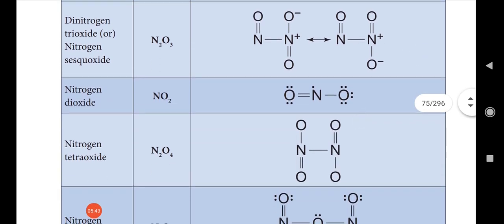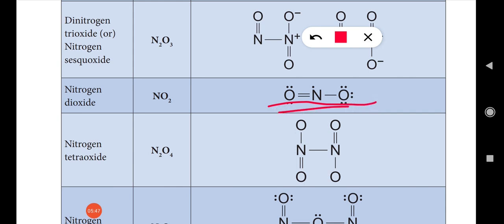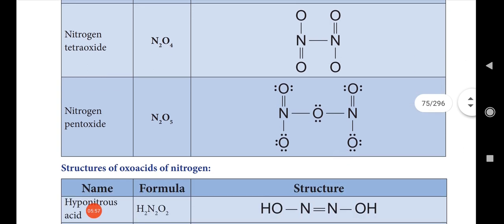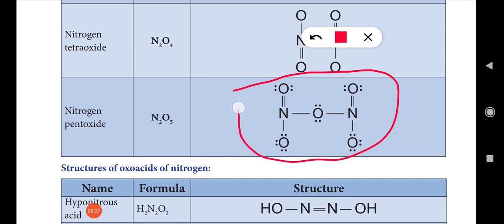And nitrogen dioxide. This is the structure of nitrogen dioxide. And nitrogen tetroxide has a single structure. Then nitrogen pentoxide. This is the structure for nitrogen pentoxide. 1, 2, 3, 4, 5 oxygens, so pentoxide. 2 nitrogen atoms are here.